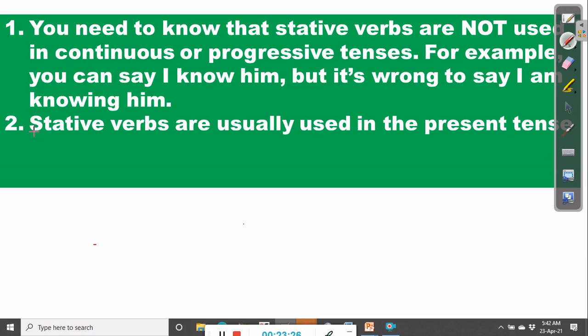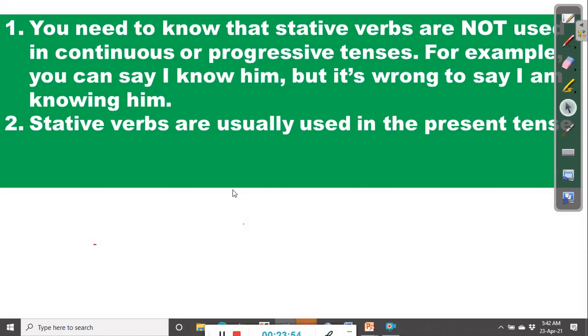Number 2, stative verbs are usually used in present tenses. Of course, when you say, I know him, this is used in the simple present form, I know him, all right? But you cannot use it in the present continuous, past continuous, or future continuous, all right? It's not used in a progressive sense, all right?